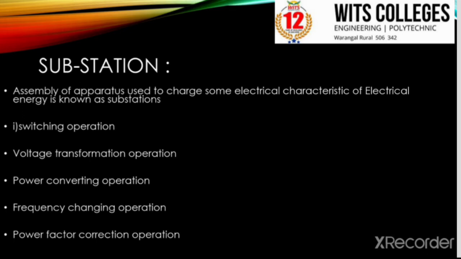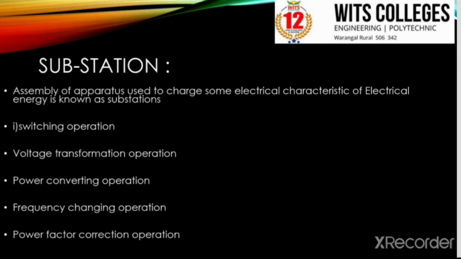The next one is the power factor correction operation, to improve the power factor of the system using static capacitors or synchronous condensers as phase advancers. So by using all these things, we are improving the power factor of a substation.